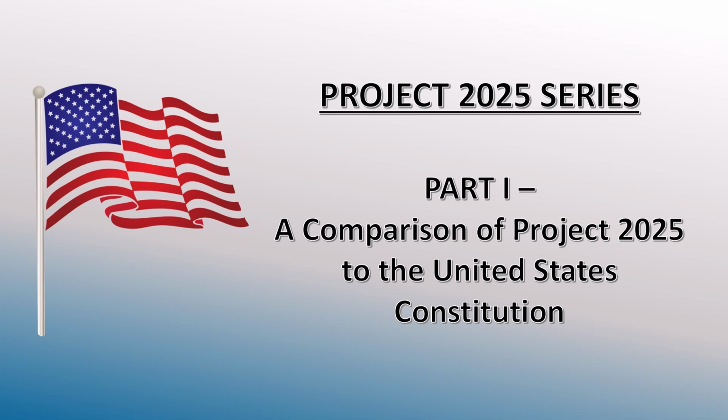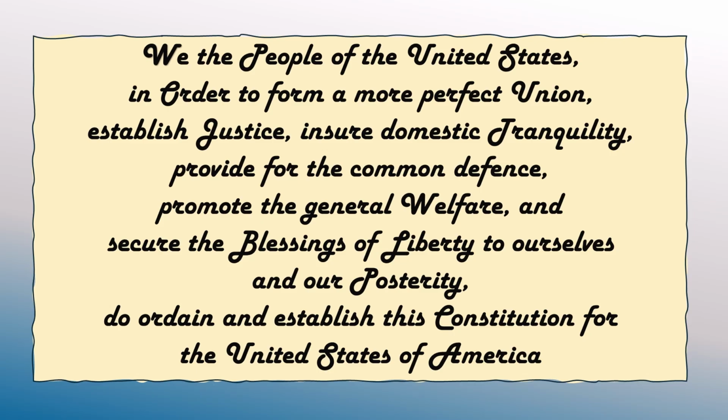This is the first in a series of videos outlining the proposals called for in Project 2025. This video focuses on the proposed actions that affect the structure and operation of the U.S. government and provides a summary of key components of the United States Constitution against which these proposals should be compared. Points on the slides include references to the applicable pages within the Project 2025 mandate.